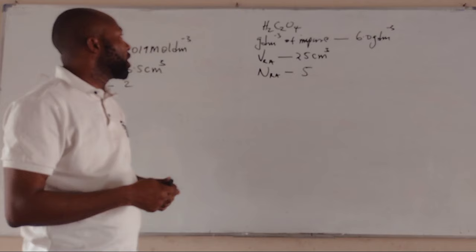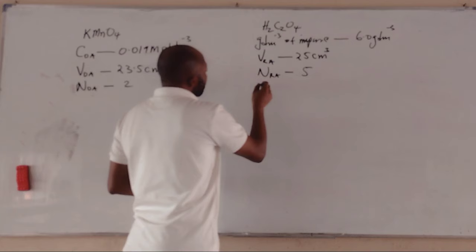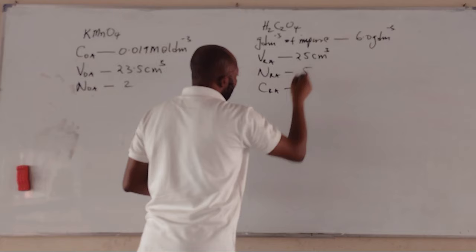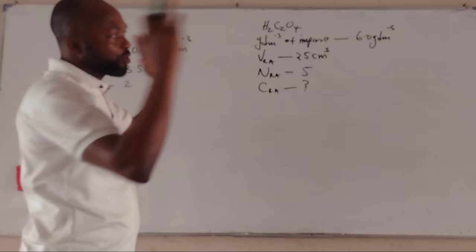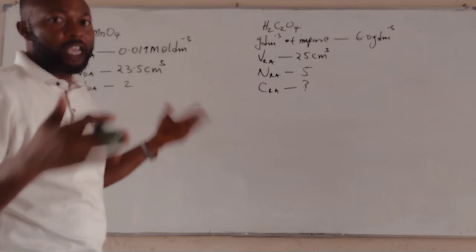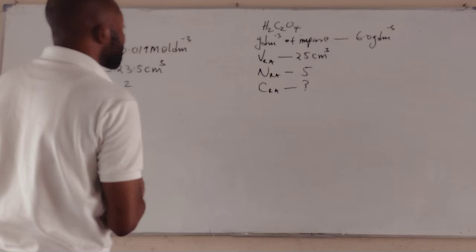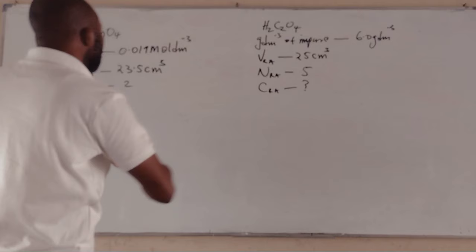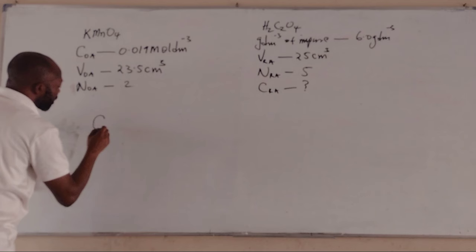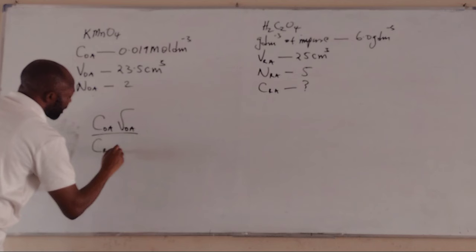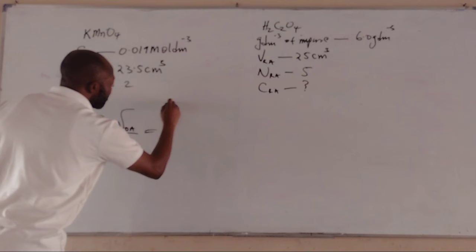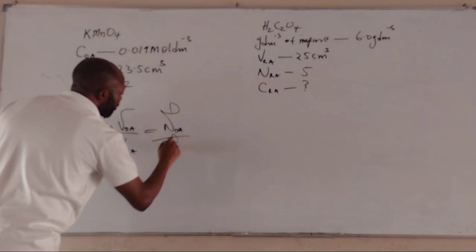So the concentration of the reducing agent is what we should look for first. It's kind of complicated. You have to get one thing, then go get another, then move straight to what they're asking you. But you have to pay attention to that. If you know all the formulas, you know how to apply them simultaneously. So let's see how we get the concentration of the reducing agent, which will help us get the mass concentration of the pure. Remember our formula again: concentration of oxidizing agent times volume of oxidizing agent over concentration of reducing agent times volume of reducing agent equals number of moles of oxidizing agent over number of moles of reducing agent.